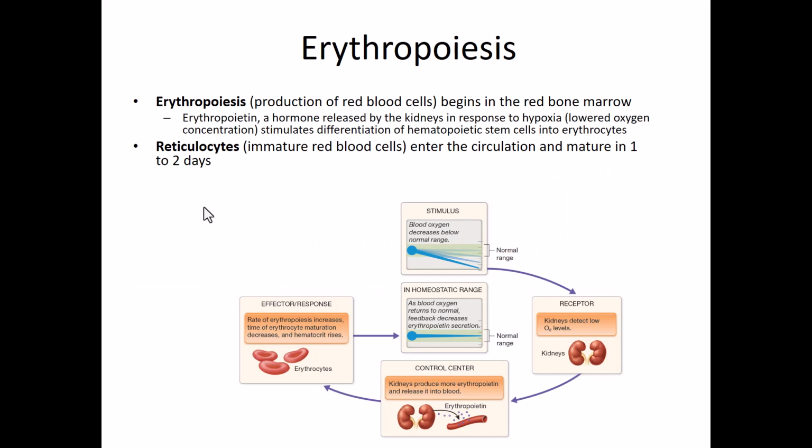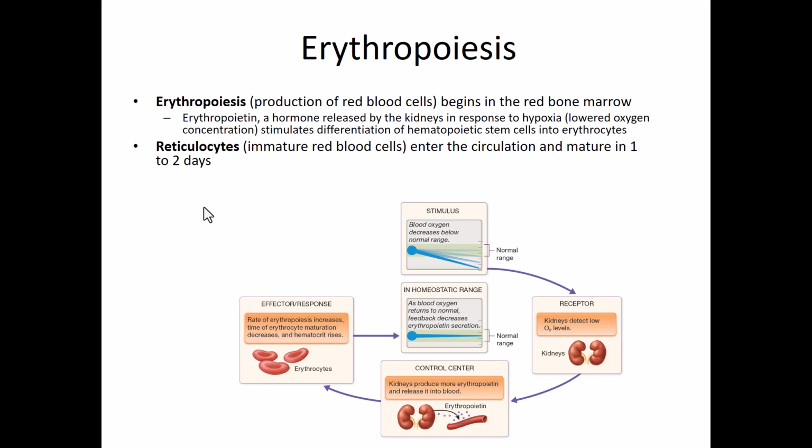So erythropoiesis begins in the red bone marrow. We see that if your blood oxygen decreases below normal range, your kidneys detect this, and this is what releases the hormone erythropoietin. When erythropoietin is released into the blood, it stimulates the red bone marrow to go through the process of erythropoiesis, where you have your proerythroblast, reticulocyte, and maturation into red blood cells, which should be able to carry oxygen and brings the oxygen levels back up, and your kidneys respond by releasing less erythropoietin.